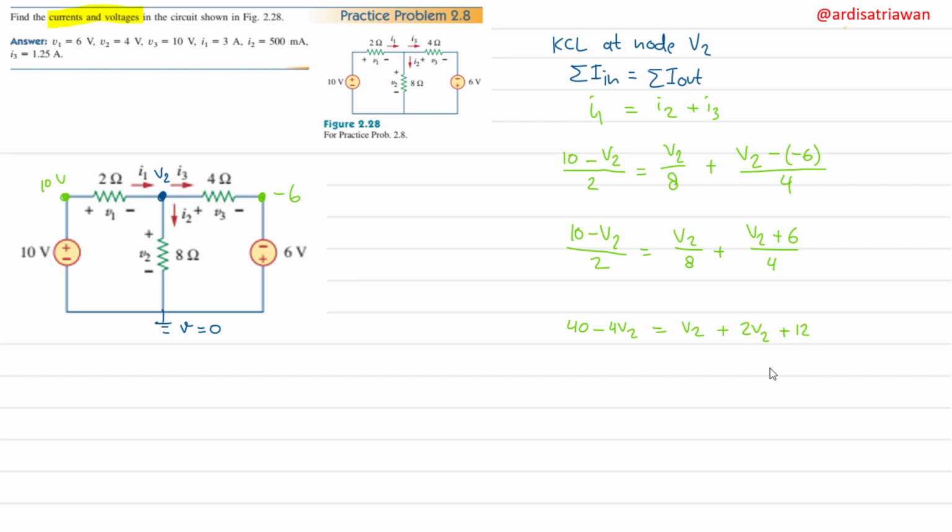Plus 12. Okay, we can move all the constants to the left hand side and all the V2 terms to the right hand side. So 40 minus 12 is 28, right? I'll have 28 on the left hand side, and then V2 plus 2V2 is 3V2, 3V2 plus 4V2 will be 7V2. So from here I will have V2 equal to 4 volt, which is great. Why? Because we can find the other voltage from here. V1 is the difference between this node and this node, so it will be 10 minus V2, and we already have V2, so V1 is 10 minus 4, which is 6 volt.